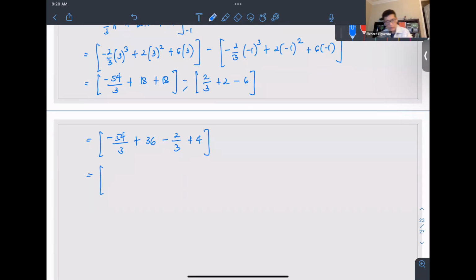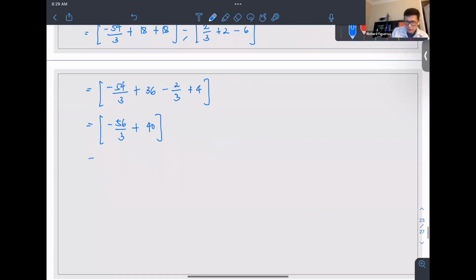So we combine fractions. That would be negative 54 minus 2, that's negative 56 over 3. And 36 plus 4 makes it 40. So the LCD will be 3. So that makes it negative 56. 3 times 40 is 120. And therefore, negative 56 plus 120 over 3 makes it 64 over 3.